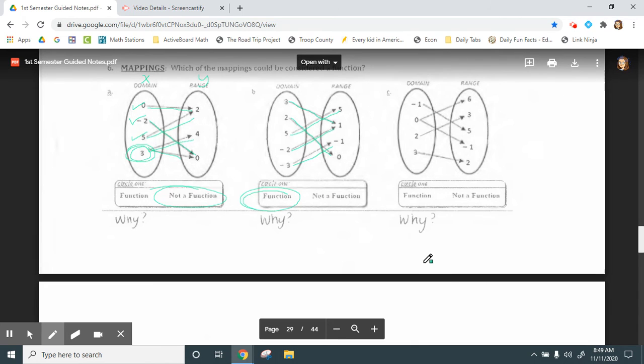Pause it and try C. 1 output. 0 has 2 outputs. 2 has an output, and 3 has one output. So this one's not a function, and it's because of the x value 0 having more than one output.